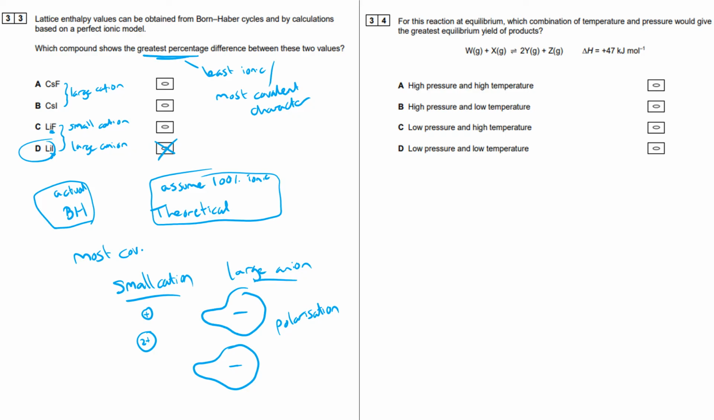And finally, question 34. Which combination of temperature and pressure would give the greatest equilibrium yield of products? So the forward reaction is endothermic. If the forward reaction is endothermic, to increase the amount of products or to favour the forward reaction, you want to increase the temperature. In terms of pressure, we have 2 moles of gas on the left, we have 3 moles of gas on the right. To favour the side with more moles of gas, you want to reduce the pressure. So increase the temperature, reduce the pressure. That gives us answer C.